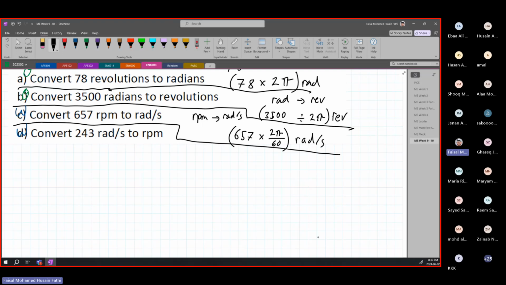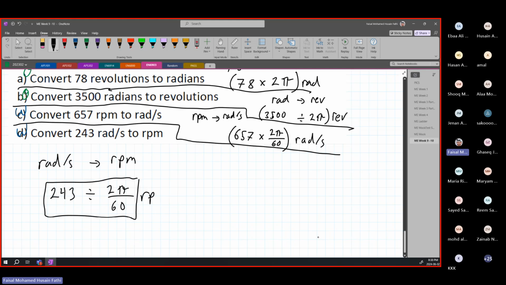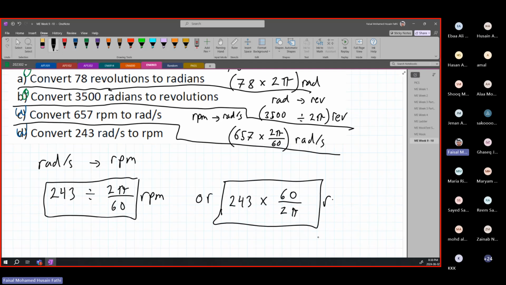Same thing for the last one. We're going from radians per second to RPM, meaning we're going to go 243 divided by 2 pi over 60 to get RPM, or up to you which method you want to use. You could say 243 times 60 over 2 pi. It is the exact same question, exact same relation, I should say. Very simple, very basic. Nothing too crazy about it.